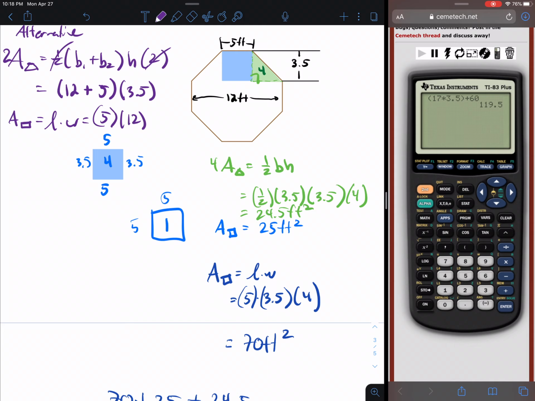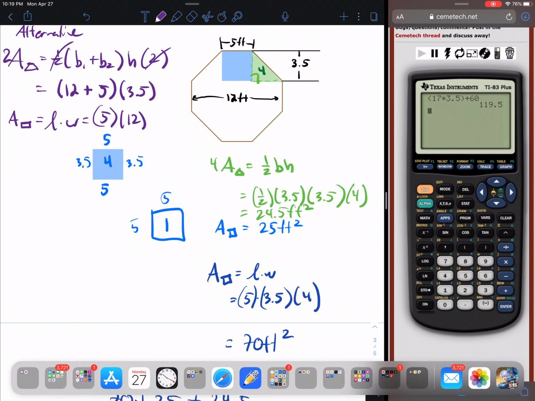Let me look at it. 1/2 base 1 plus base 2 times the height. I think that's the right formula. But then that occurred twice. So then we remove the 1/2. I think that's 12, right? See, now it's irking me. I just want to make sure I have the right formula for area of a trapezoid before I submit this.